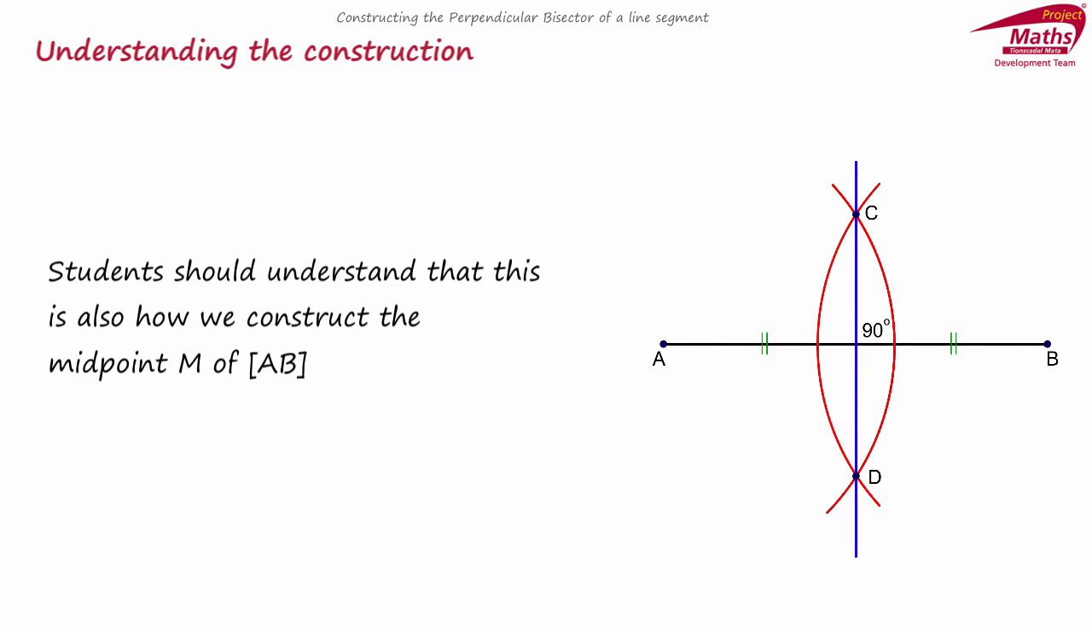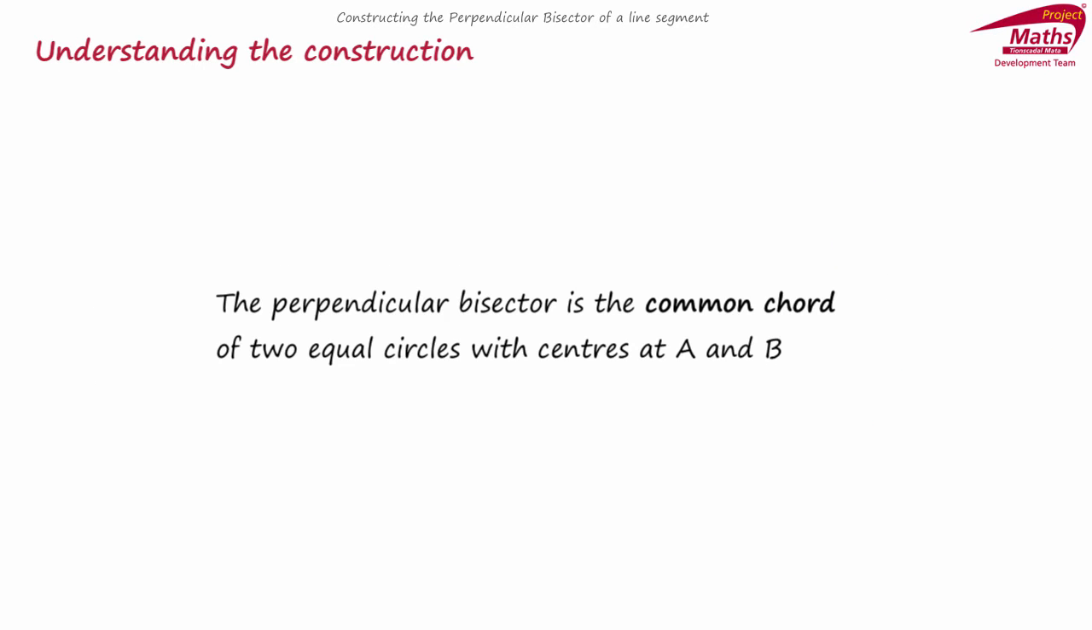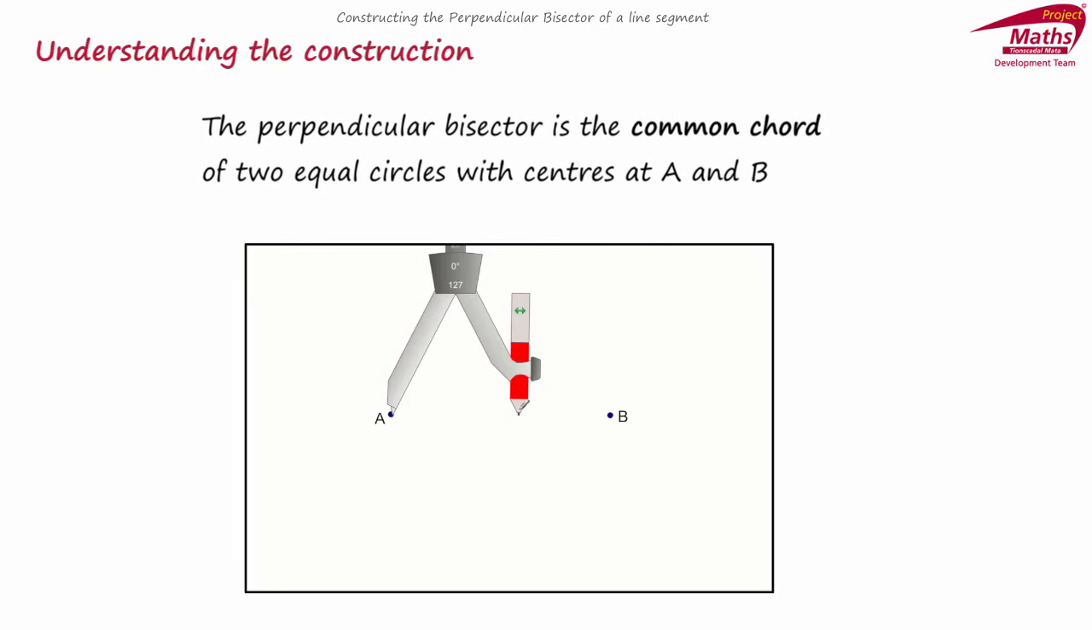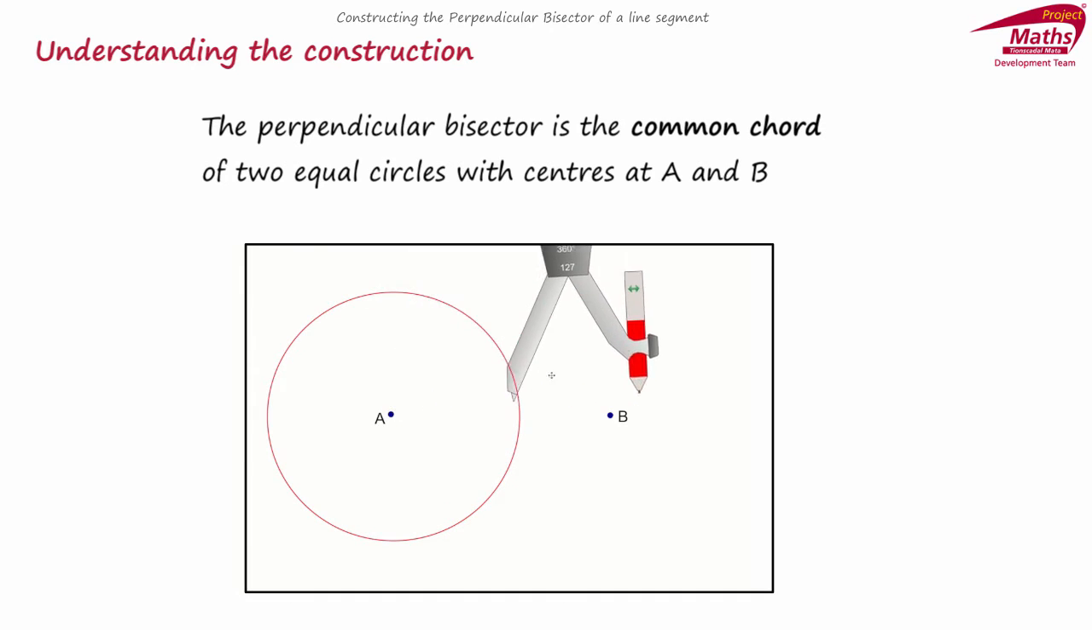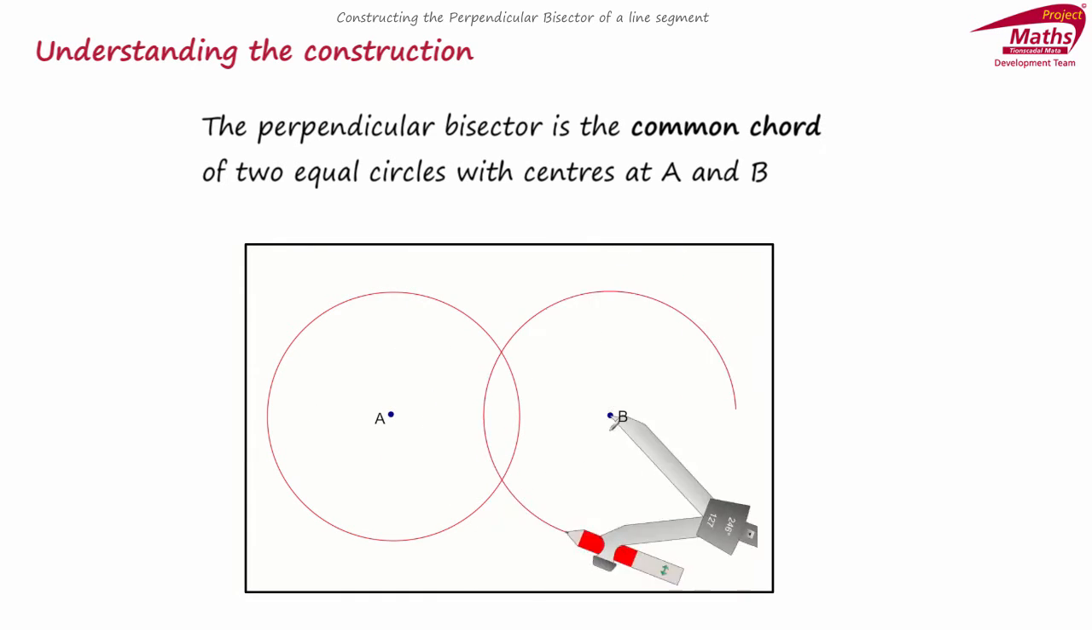Students should also understand that this is how we could construct the midpoint M of the line segment AB. The perpendicular bisector is also the common chord of two equal circles with centres at A and B. This would be another way of performing the construction.